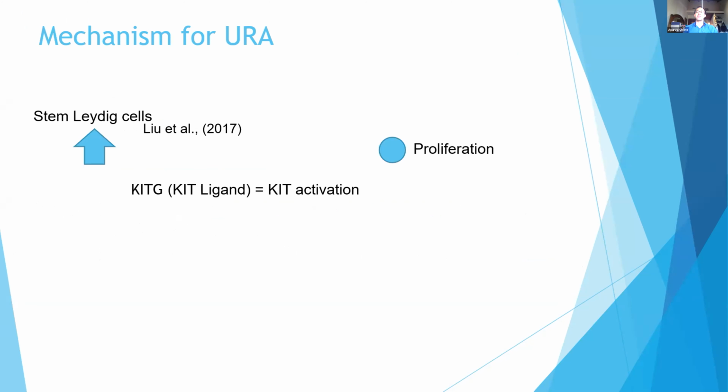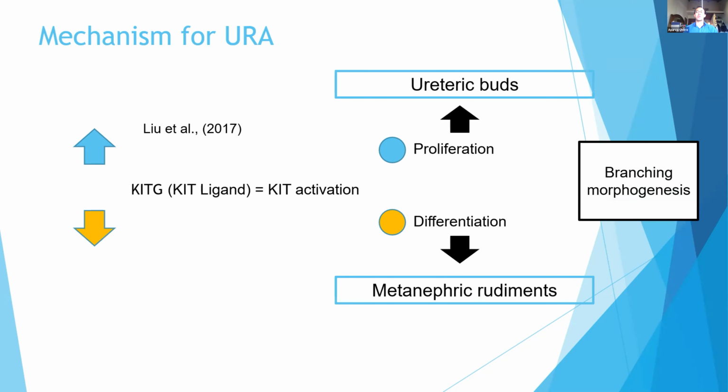The mechanism that we believe is related to this phenotype had been previously described in stem cells. Liu identified that higher expression of the KIT ligand, which can be determined as KIT activation, can drive proliferation. On the other hand, lower expression of the KIT ligand can drive cellular differentiation. Those two processes are key in kidney organogenesis, since proliferation is required for ureteric bud invasion and differentiation is required for metanephric rudiment differentiation.